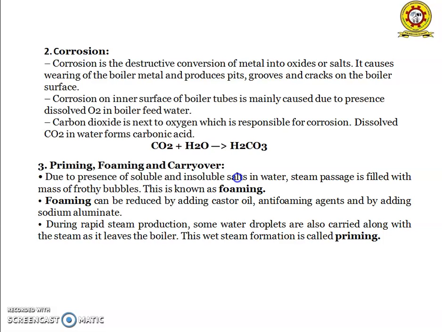To prevent foaming and priming, the following precautions should be taken. The valve should not be opened suddenly to the maximum. The water level in the boiler should be at the maximum possible level. The boiler water should not contain oil, soap and other suspended materials.